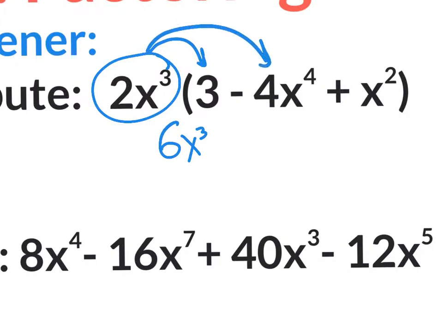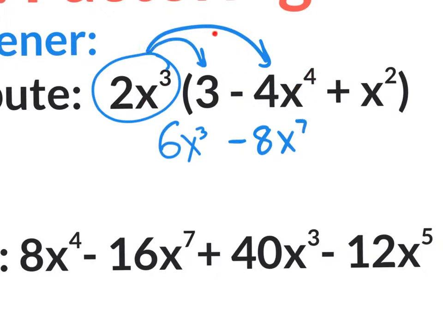2x to the third times negative 4x to the fourth, that is negative 8x to the seventh. If you don't know how I'm doing this, you take the coefficient 2, multiply it by the coefficient negative 4, you're going to get the coefficient negative 8. And then x to the third times x to the fourth, add the exponents, it becomes x to the seventh.